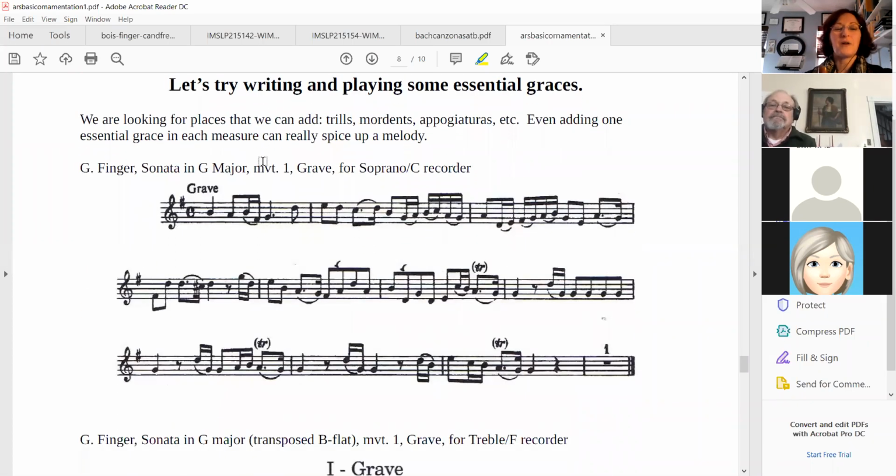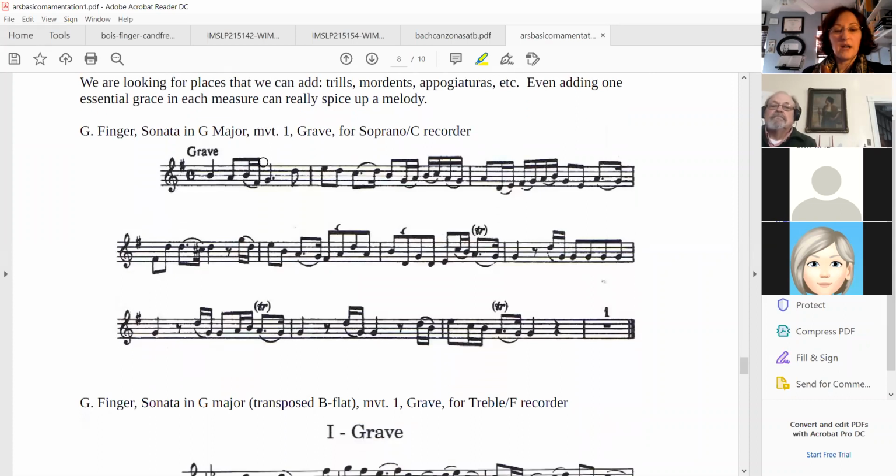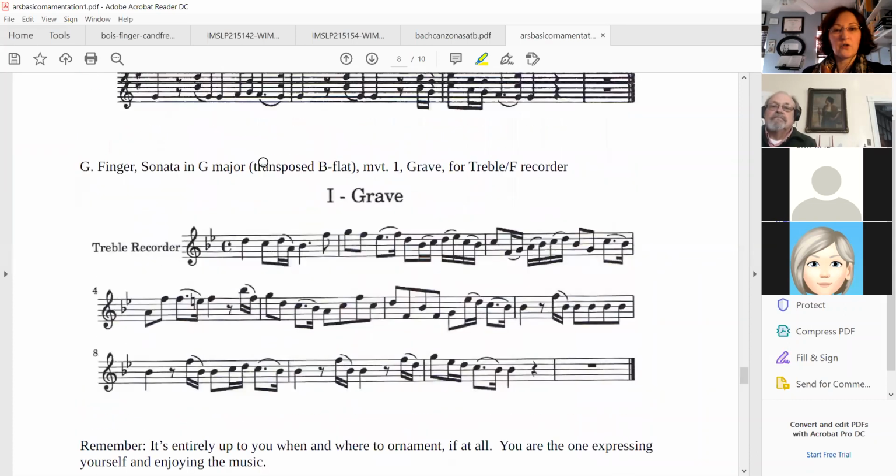Okay, so we have our little example, our finger sonata today, that we were going to try to add a few essential graces to. Doesn't have to be a lot. Here's the version for soprano, and here's our version for treble.